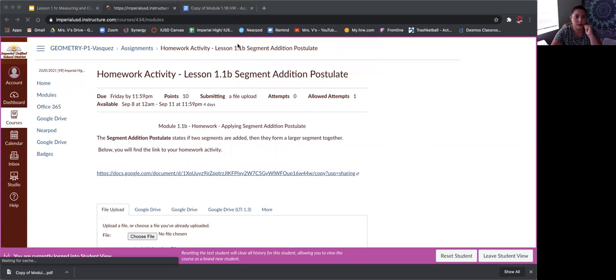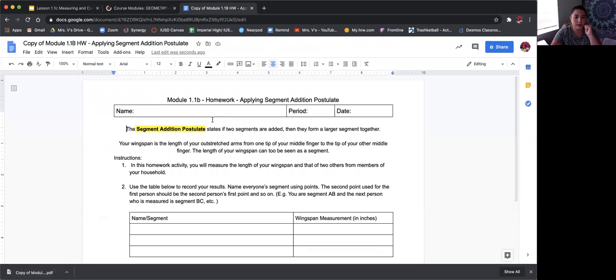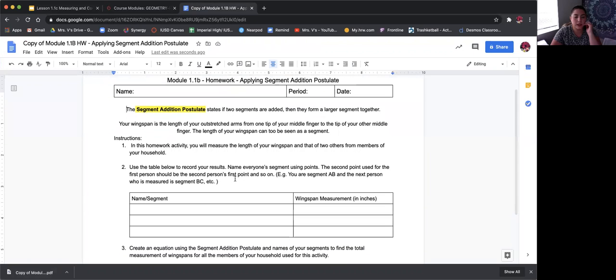I don't need to submit this. Okay, so I'm going to go over the homework really quickly. So it's going to be applying the segment addition postulate. And it's saying that your wingspan is the length of your outreached arms from one tip of your middle finger to the other tip of your middle finger. And it's saying that the length of your wingspan can also be measured as a segment, right? So you're going to spread your arms. And if you need help, go ahead and call a family member or somebody in your house that can help you measure your arms, right?